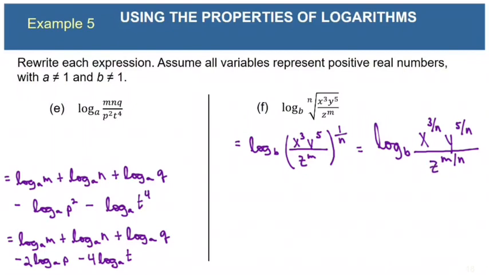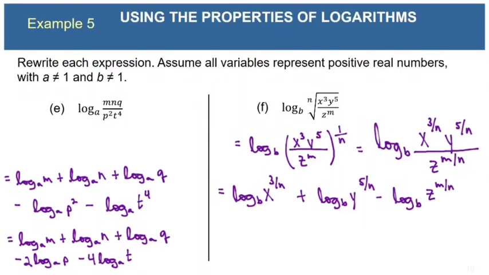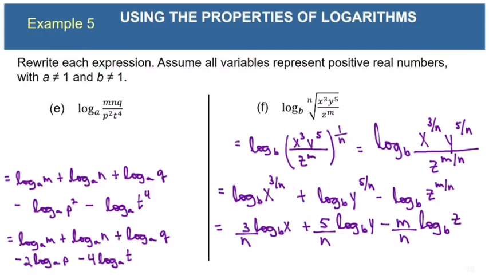And now we are going to use our product and quotient rules to split this into 3 terms. The x and the y will be positive and the z term will be negative. So we'll have log base b of x to the 3 over n plus log base b of y to the 5 over n minus log base b of z to the m over n. And now let's use our power rule to move these exponents to the front. That'll give us 3 over n log base b of x plus 5 over n log base b of y minus m over n log base b of z.